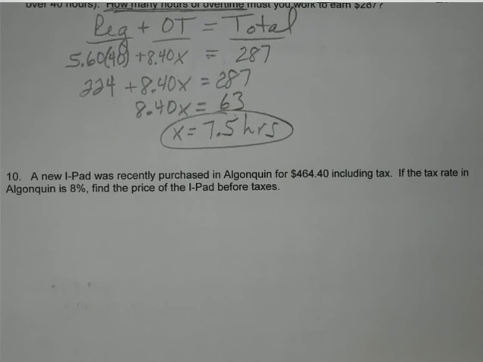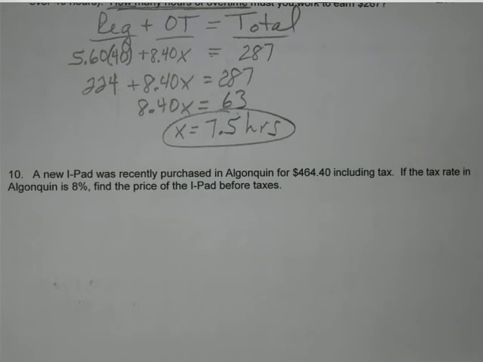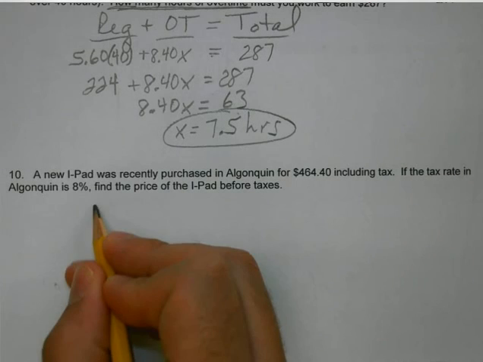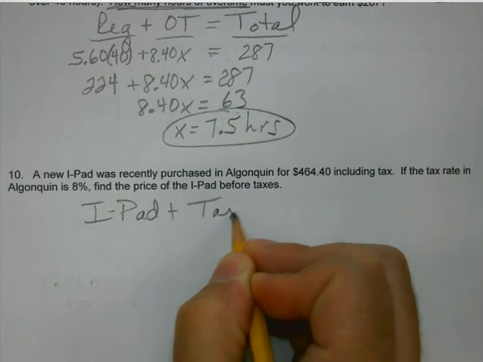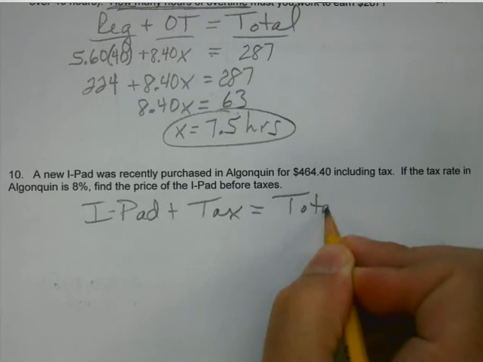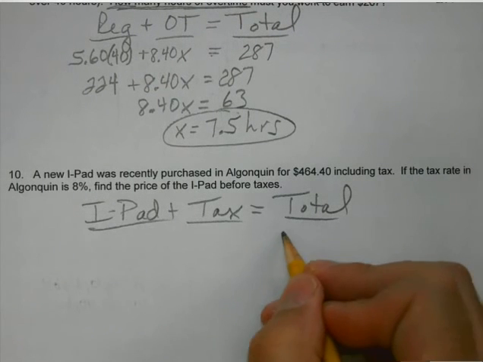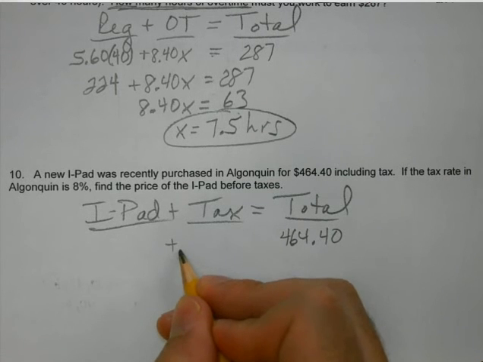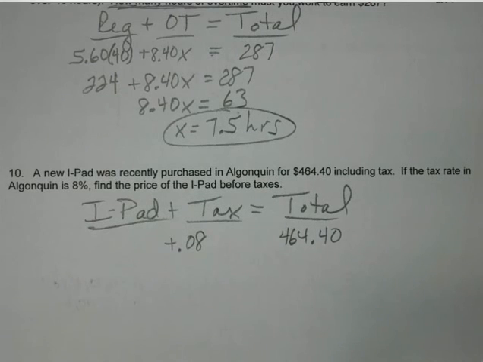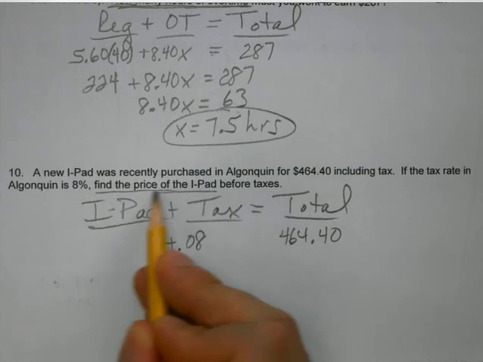Finally, a new iPad was recently purchased in Algonquin for $464.40, including tax. If the tax rate in Algonquin is 8%, find the price of the iPad. Again, think about it in words. So the iPad plus the tax is going to be how much it costs in total. Now let's fill in what we know. We know the total is $464.40. We know the tax is 8%, but what is the price of the iPad? We don't know. That's the mystery.